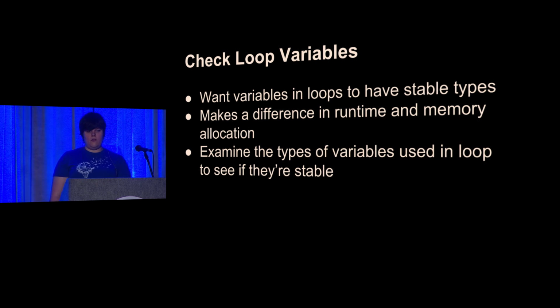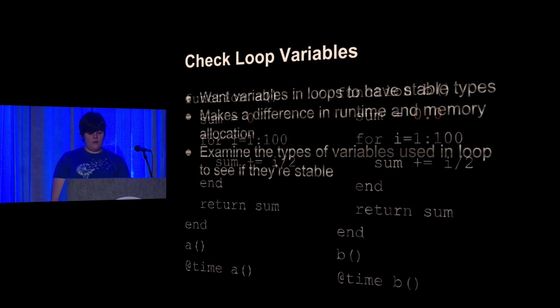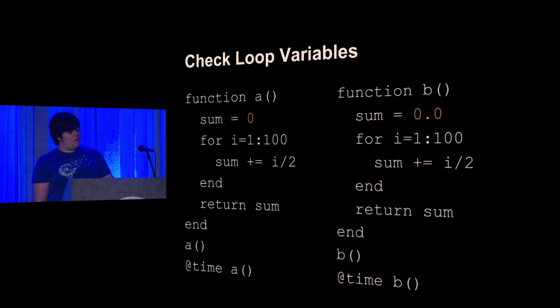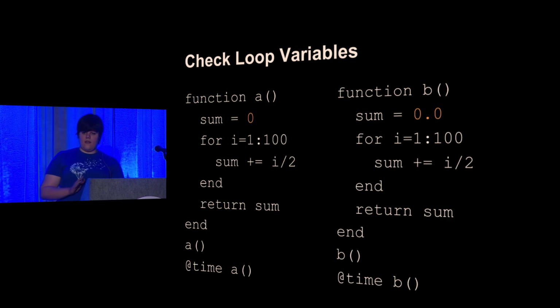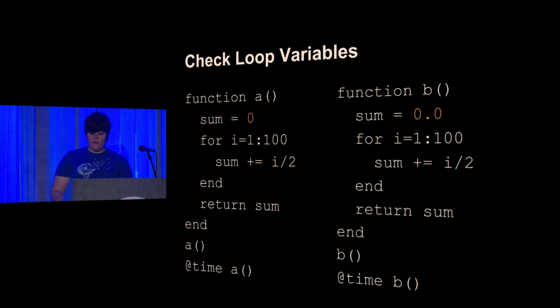So we're going to look at the types of variables in your loop so we can tell you that you have a problem and which variable is the problem. This is in Julia code. There are 2 functions here, one on the left, one on the right. They do basically the same thing, but the one on the left is type unstable. I'm going to read through the code and then tell you what the types are doing.